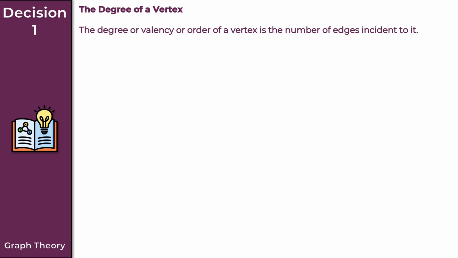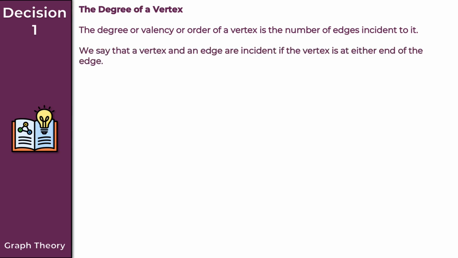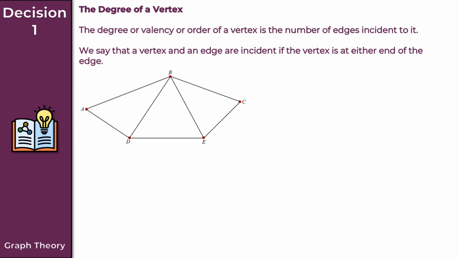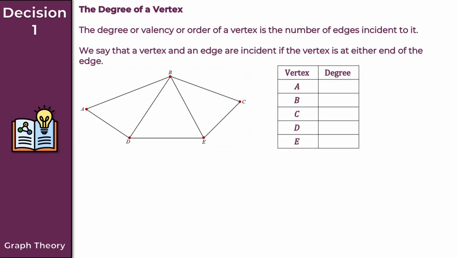For the next section, we have the degree of a vertex. The degree, valency or order, which you can use interchangeably as they all mean the same thing, of a vertex is the number of edges incident to it. We say that a vertex and an edge are incident if the vertex is at either end of the edge. Here we have our graph G and this table, which shows each vertex A, B, C, D, and E and, once completed, the degree of each.